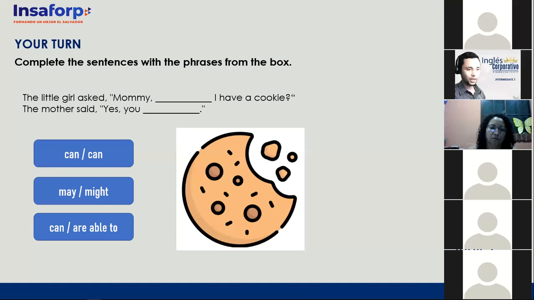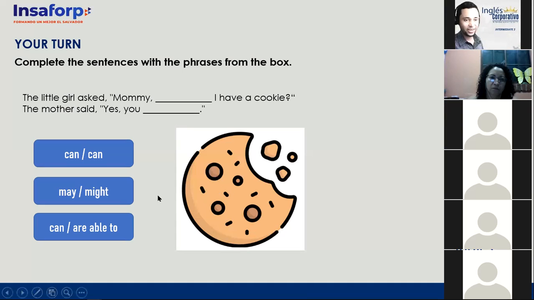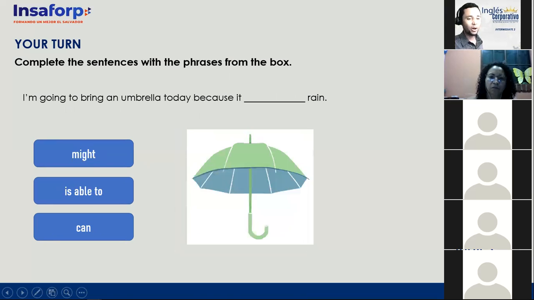Can and can. Can and can't. Okay. Let's check. That's right. Okay. Very good. Mommy, can I have a cookie? And the mother said, yes, you can. Nice. How about the next one?